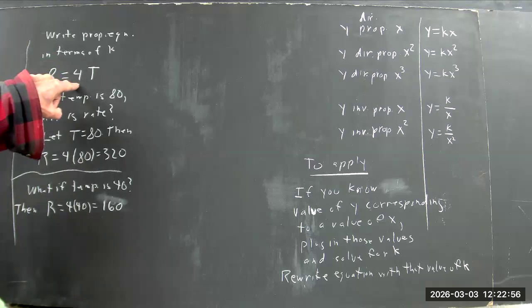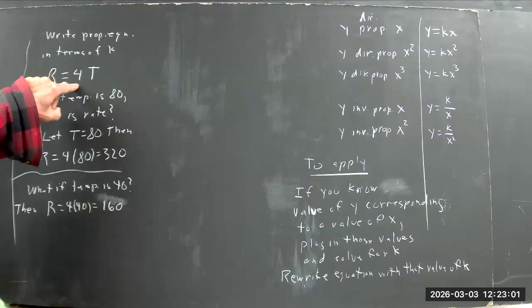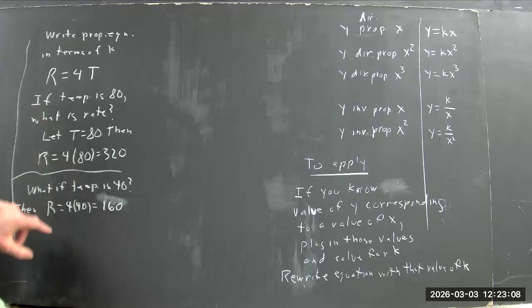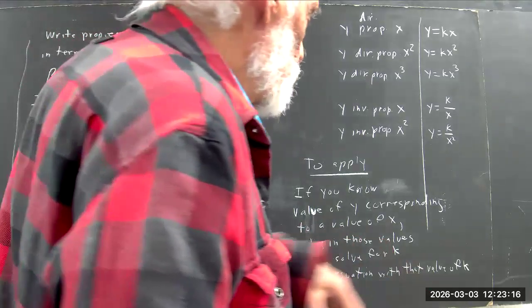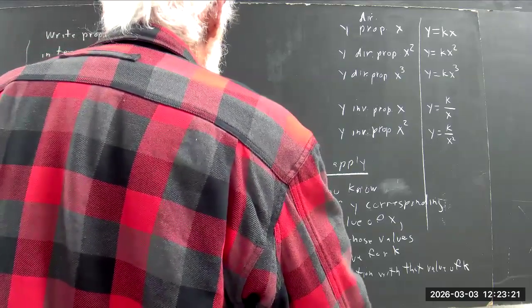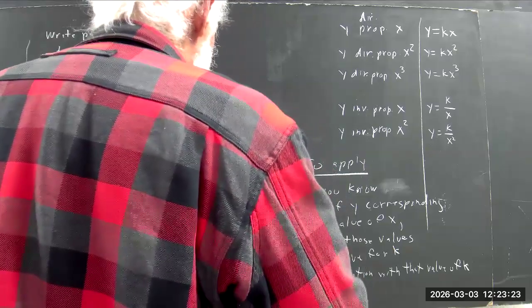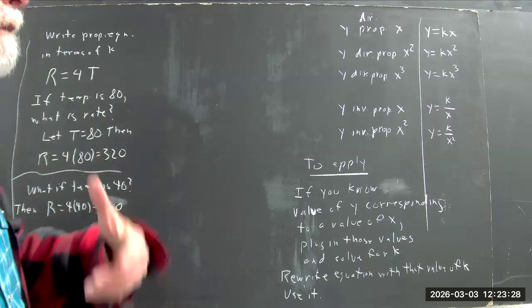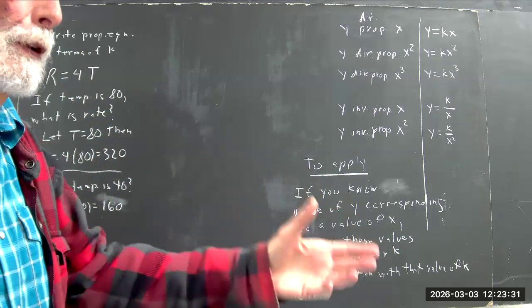We determined that k was 4. R was 200 when t was 50. We solved for k. R equals kt. We got k equals 4, and now we use R equals 4t, and we can predict the rate for different temperatures. For a given rate, we could also solve for the temperature. So we rewrite the equation with that value of k, and then use it. For that situation, if you're given a value of y, you can find x. If you're given a value of x, you can find y.